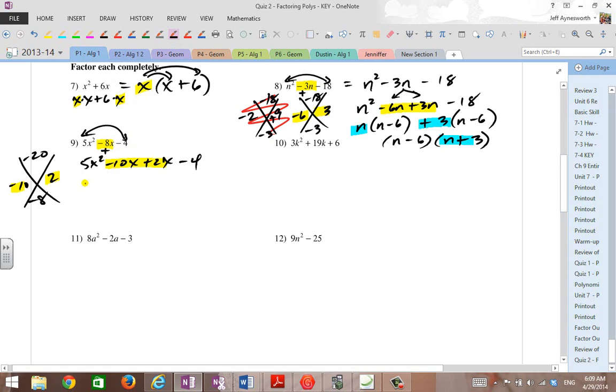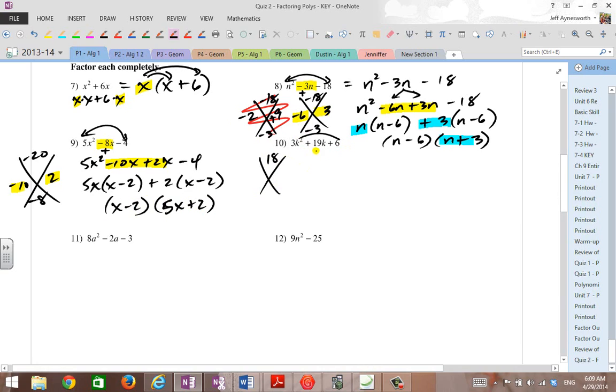All right, so factor out the common factor of 5x. And I get x minus 2. Factor out a 2 here because they're both even, right? And then factor out the common binomial. Done.